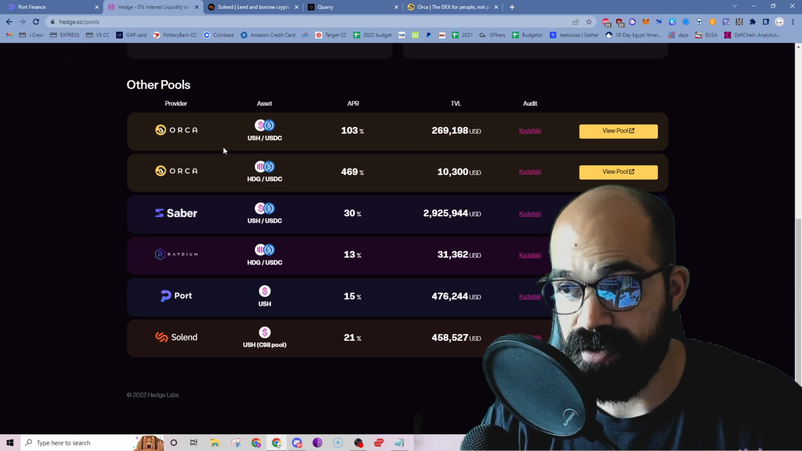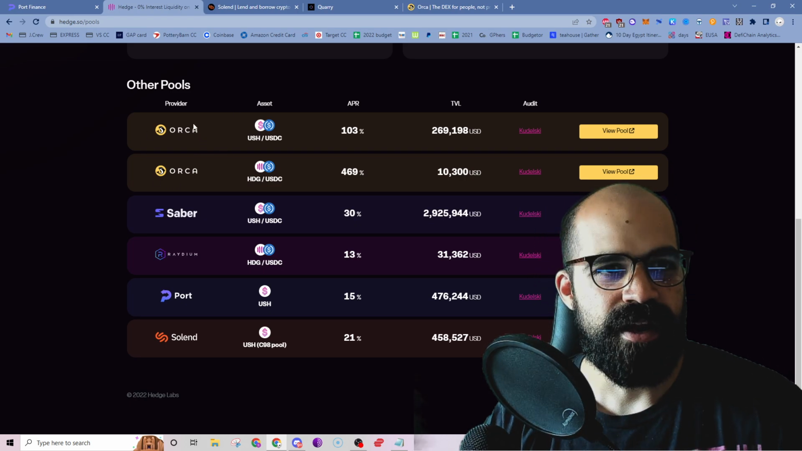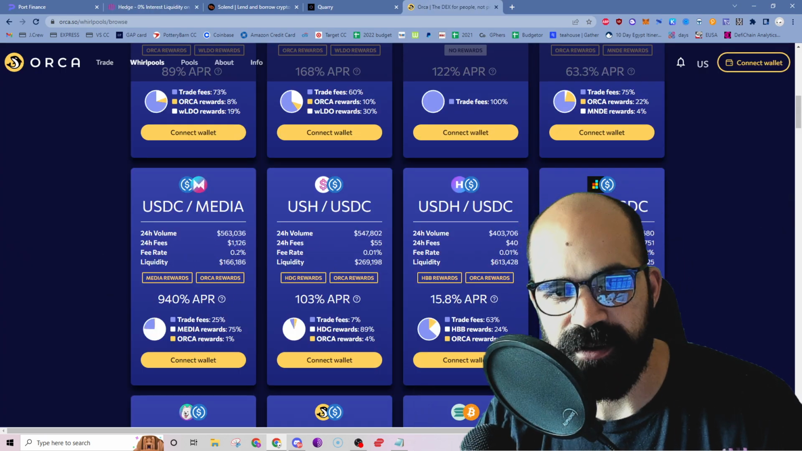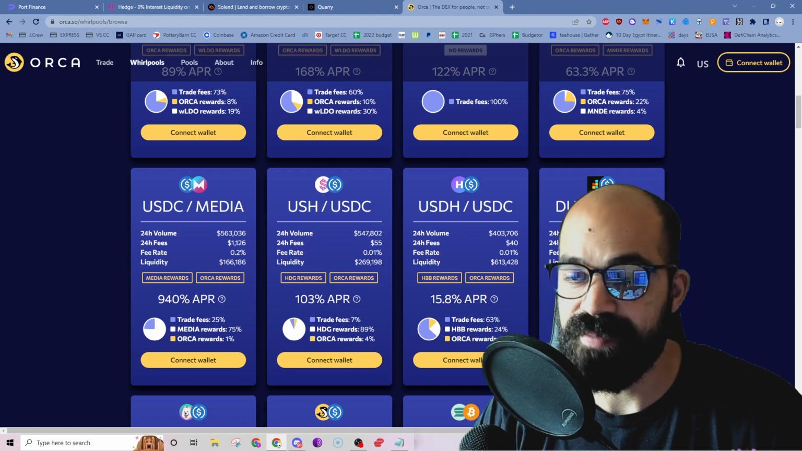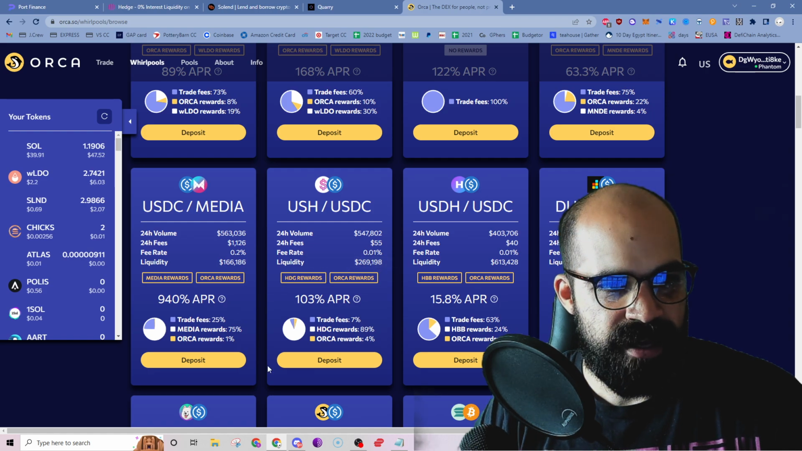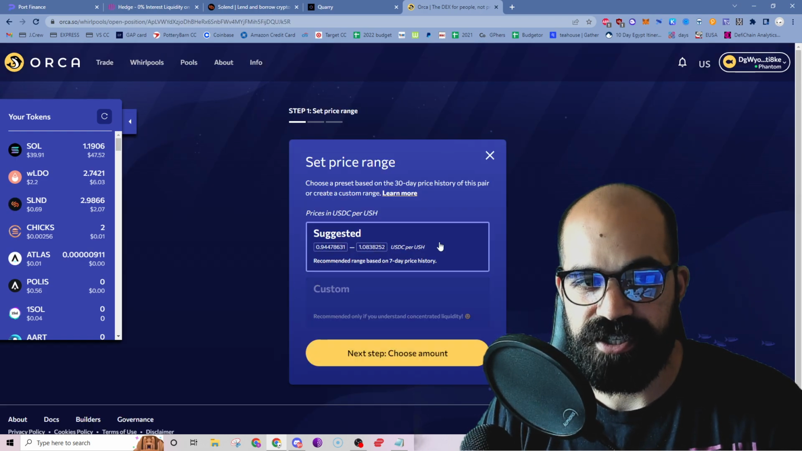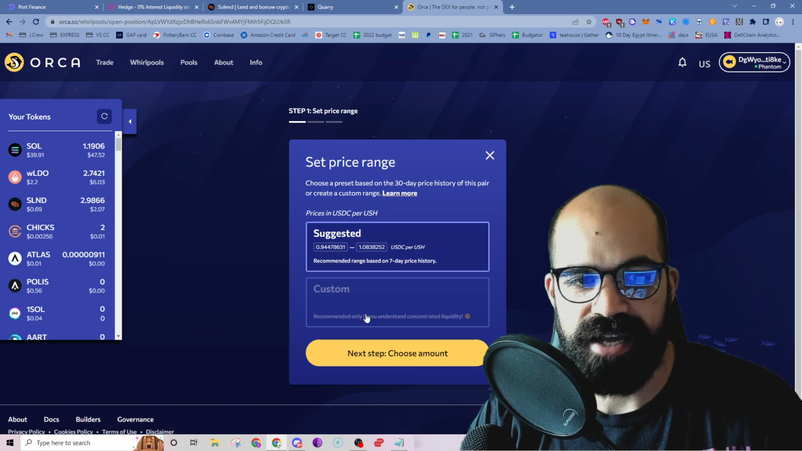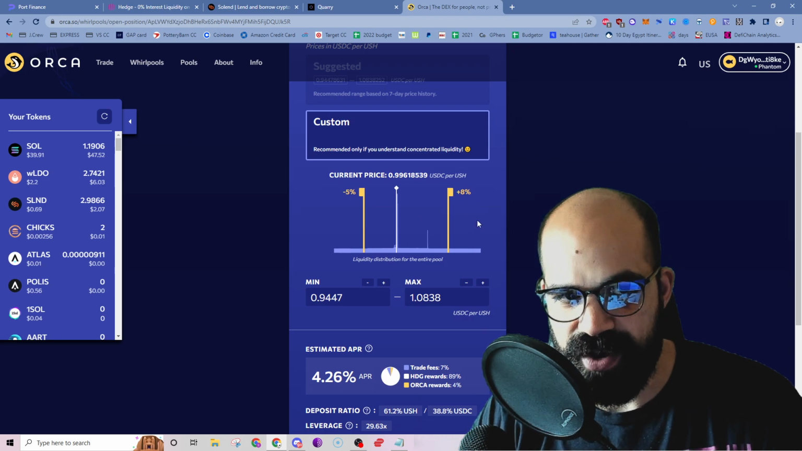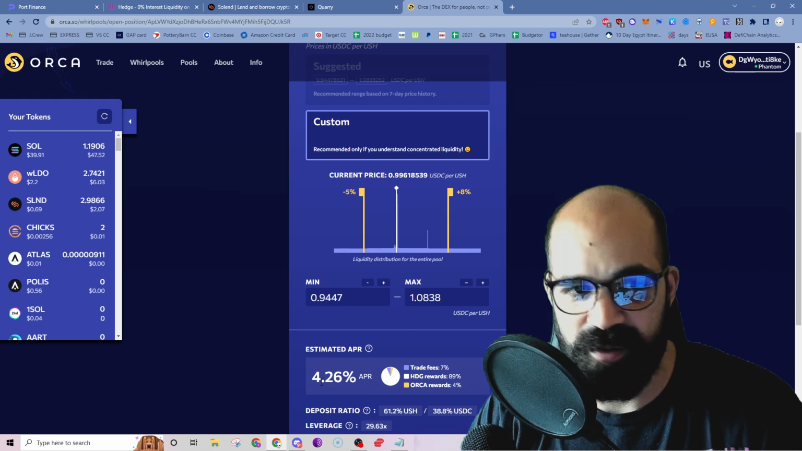So Orca now does what Uniswap V3 does, which is concentrated liquidity. So if you go onto Orca and you look at all these ridiculous APRs, these are very misleading APRs. So if I connect my wallet and then go to actually deposit, you can see the suggested amount. I would get much less, but let's go to custom so you can see this for real. If I do this range, which is what they suggest, I am only getting 4% APR, not that 100%.